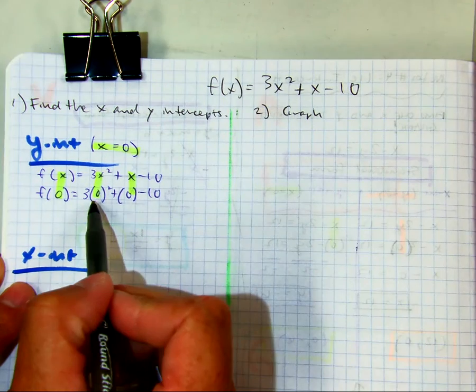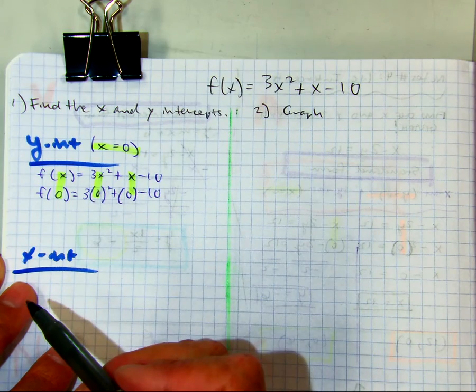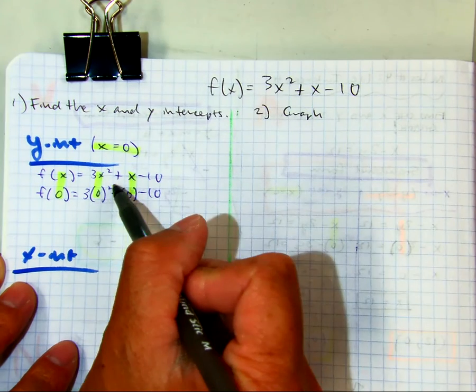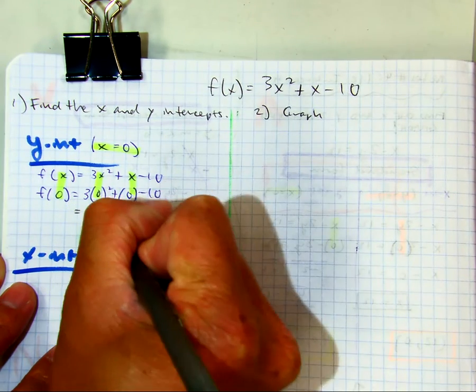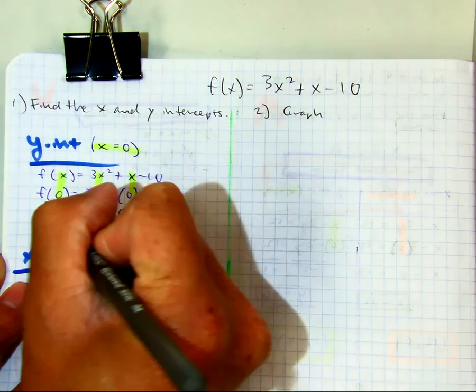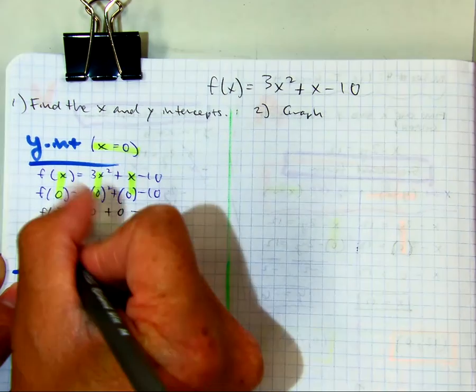To simplify, using PEMDAS, are you going to multiply or do exponents? 0 squared is, and 0 times 3 is? Zero plus 0 minus 10 is?